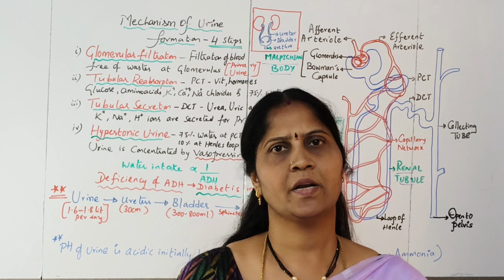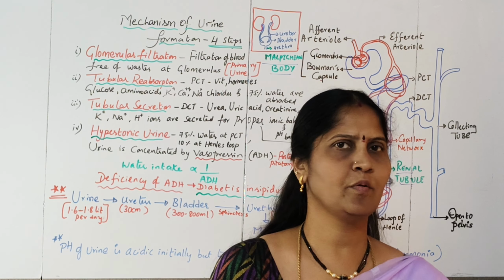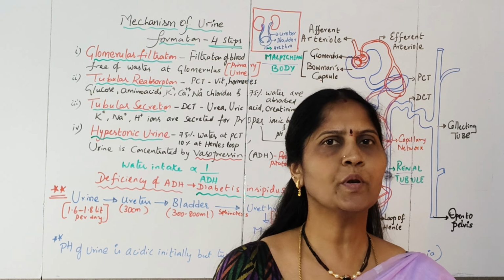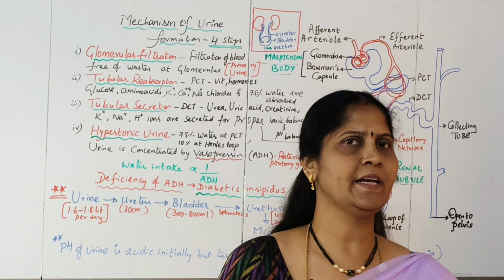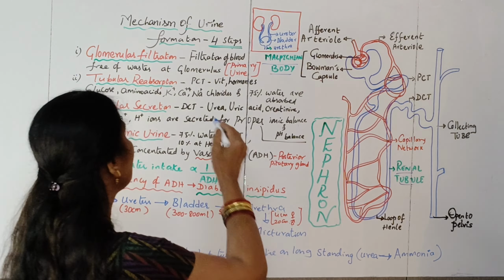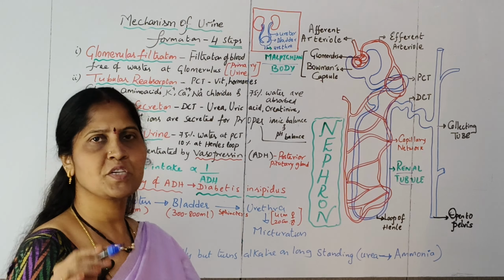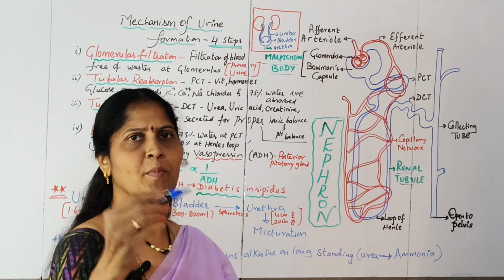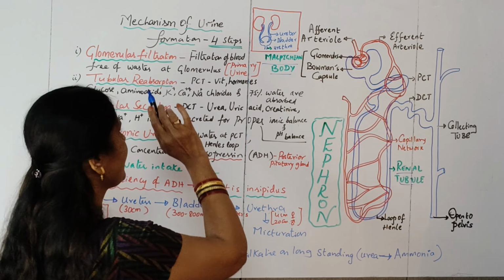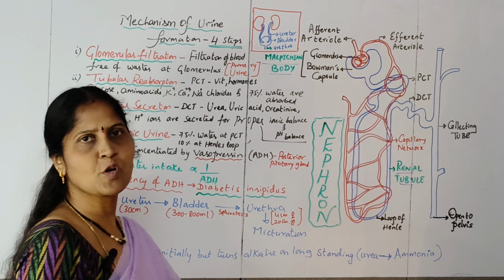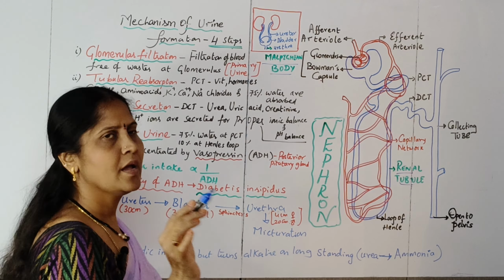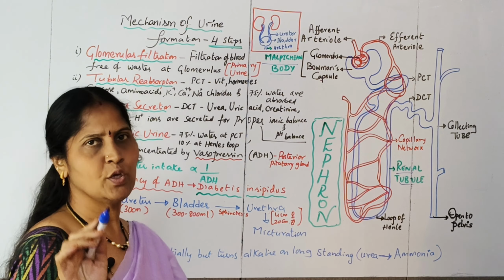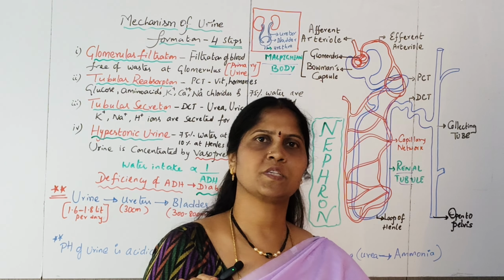So let us try to understand the mechanism of urine formation, how the urine is actually formed within the kidneys. Coming to the mechanism of urine formation, there are 4 steps: glomerular filtration, tubular reabsorption, tubular secretion, and formation of hypertonic urine. So these are the 4 steps.